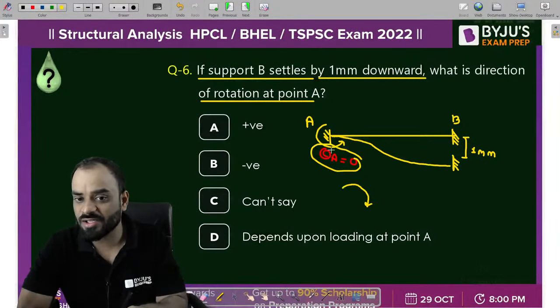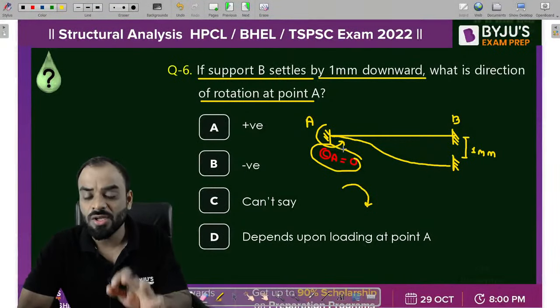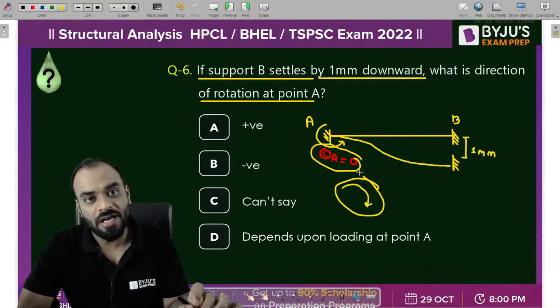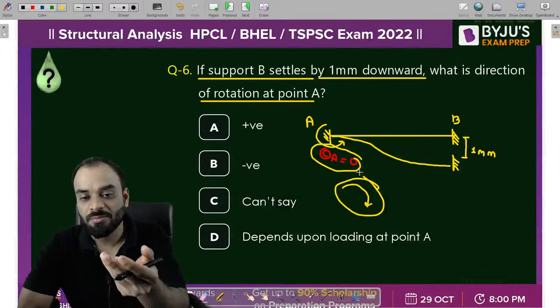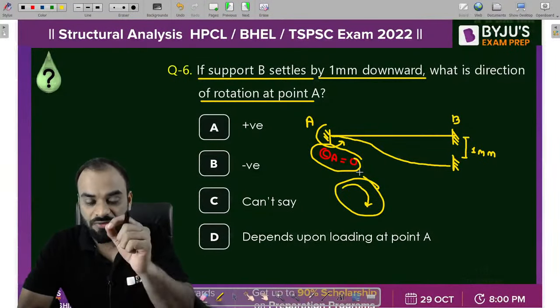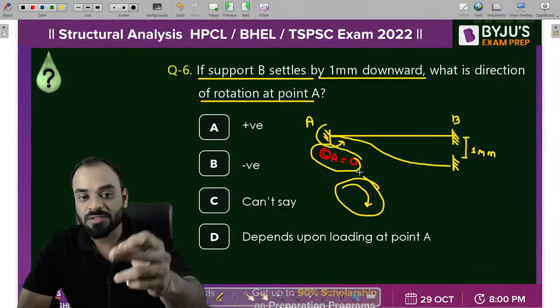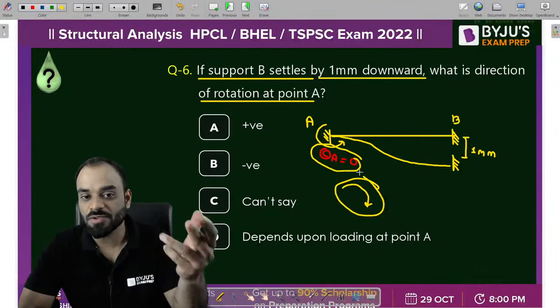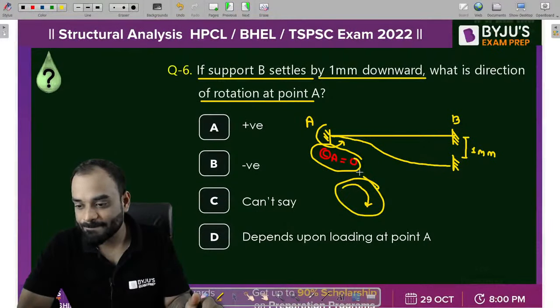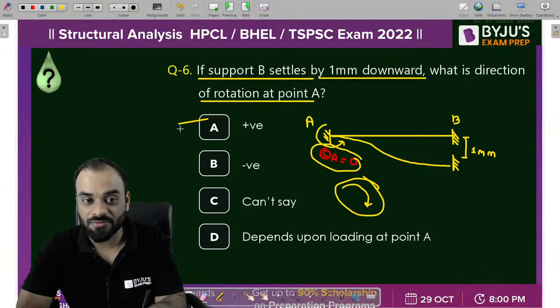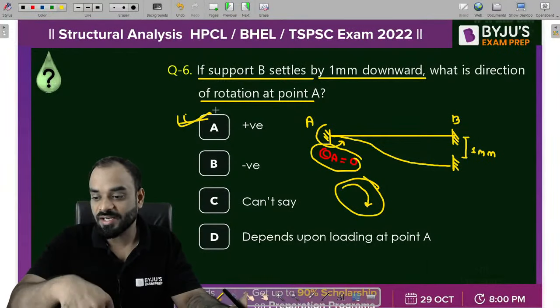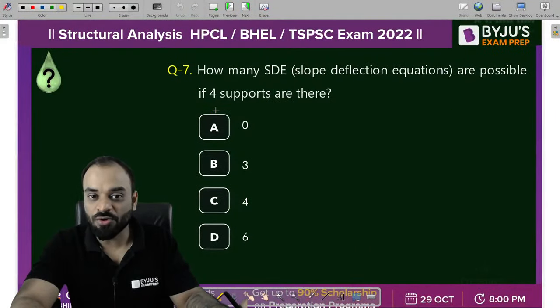Now tell me, guys, whether the value is 0 or whether you have some value, it doesn't matter right now. The direction is fixed. If the value is 0, there is no issue. If we have some value, the rotation direction is clockwise in nature. If you have rotation as clockwise, then is theta positive or negative? It should be positive. That's why A is the correct answer. Clear? Very nice. Let's move to the next question.